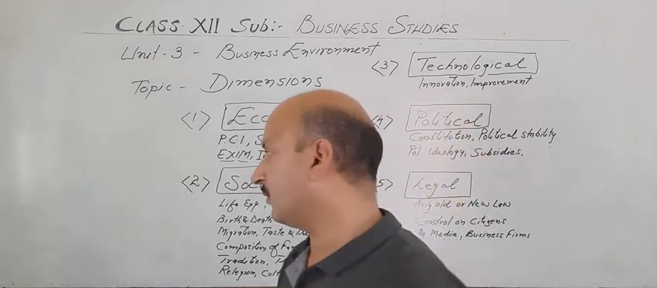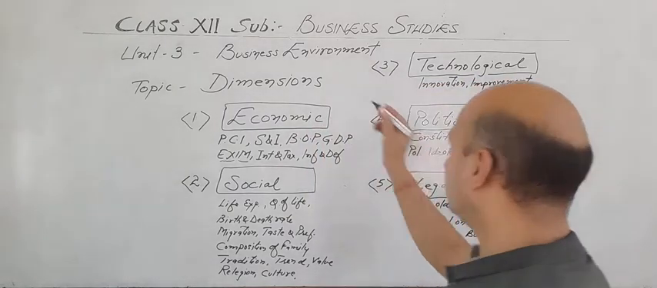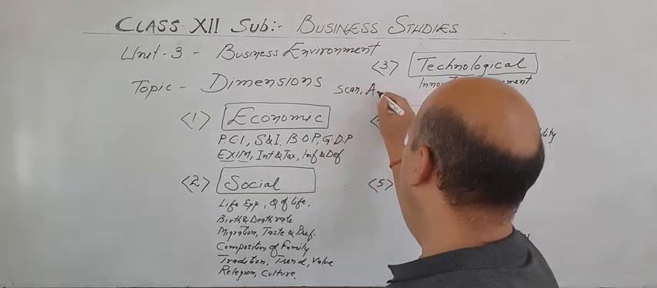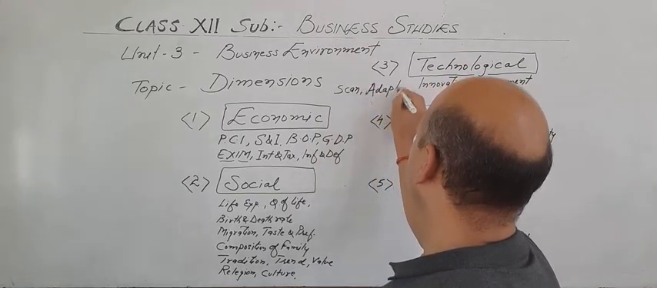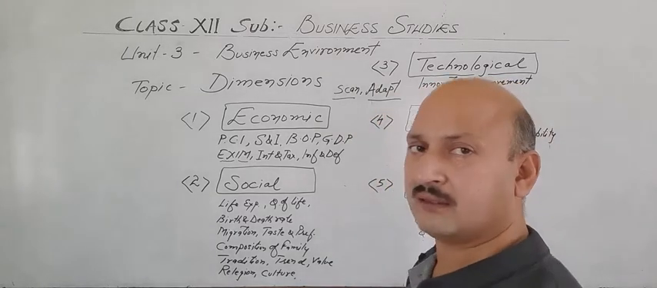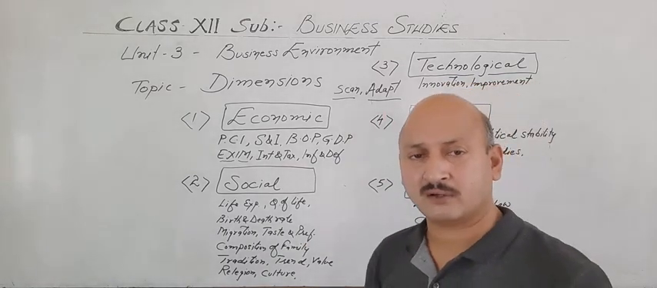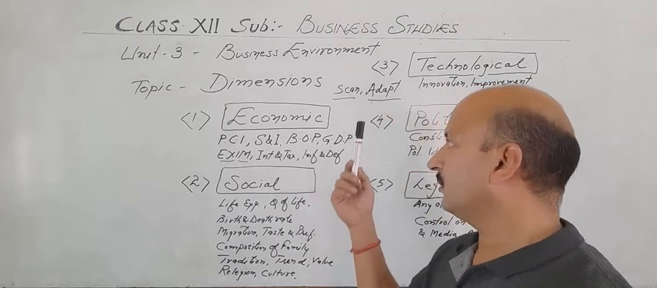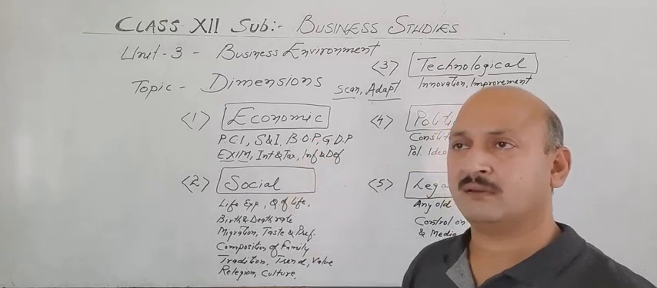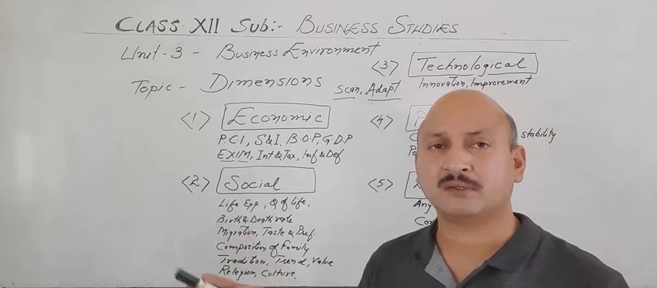So the keyword for all the elements of business environment is scanning and adaptation. First of all, we have to scan the business environment, then we have to adapt ourselves according to the changes in business environment. We cannot change the environment. We have to mold ourselves according to the changes happening in the business environment.